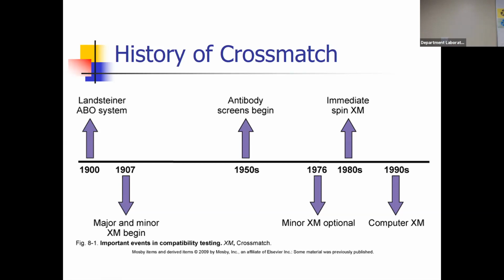And then the immediate spin cross match, which will detect our ABO compatibility, became prominent in the 1980s, and then the computer cross match became available in the 1990s. There are a lot of restrictions on the computer cross matches that we're going to talk about. And when I say computer, you might also hear it referred to as electronic cross match. I'll tell you the restrictions in a little bit when we get there.